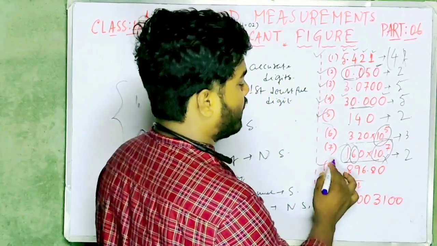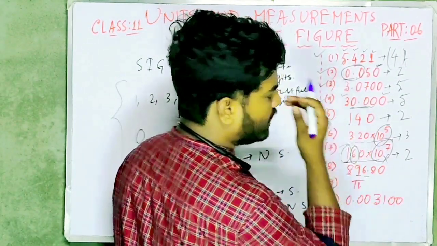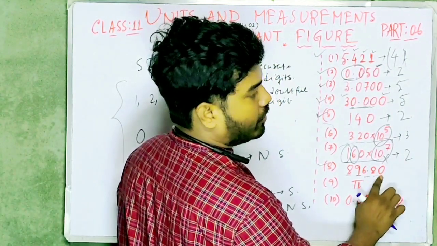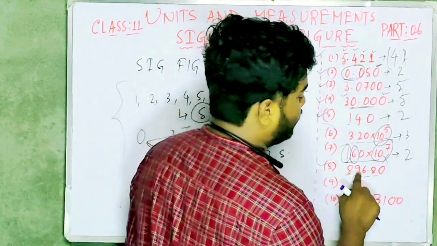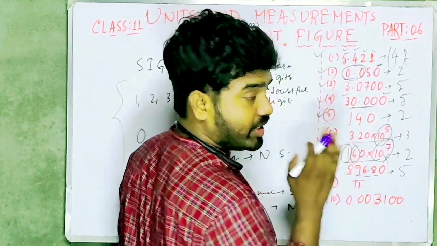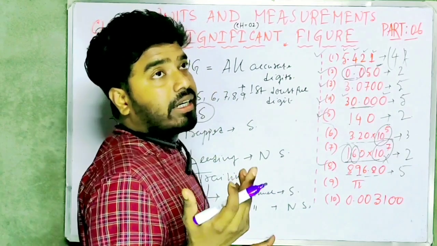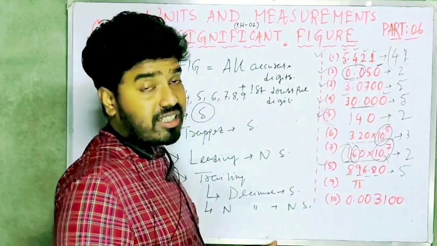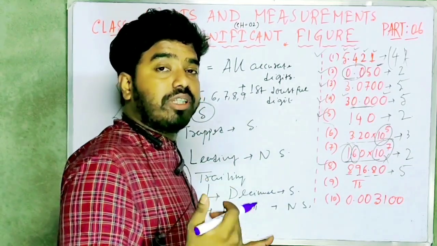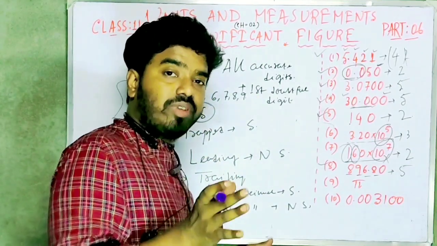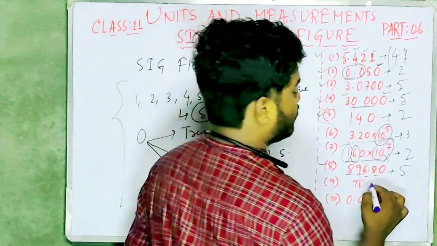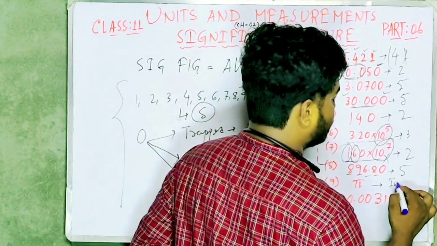Next 8 significant, 9 significant, 6 significant, this 8 also significant, and this 0 after the decimal point is also significant. So 1, 2, 3, 4, 5. Pi, fixed value, constant value. There is the gravitational constant capital G, 6.67 into 10 to the power minus 8, or in the SI system 6.67 into 10 to the minus 11. So this is also a fixed value, that is an infinite number of significant figures. So pi is also a fixed value, that is infinite.